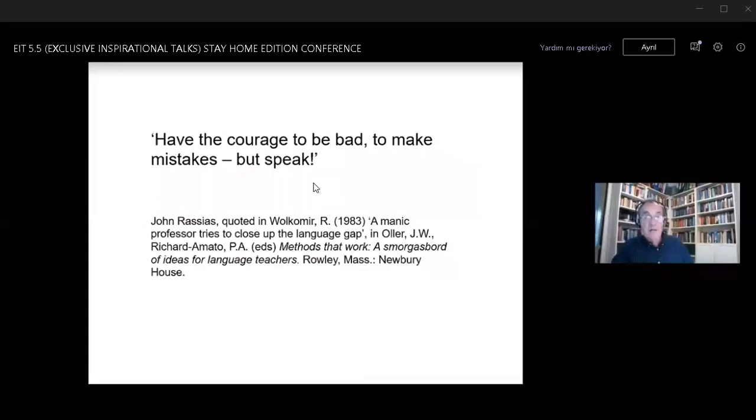And John Rassias said a similar kind of thing. Have the courage to be bad, to make mistakes, but the important thing is to speak.